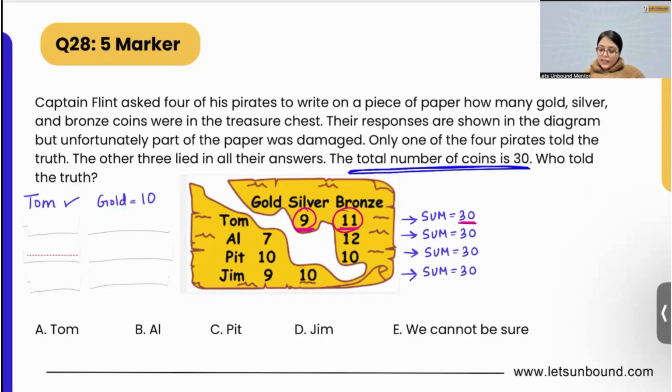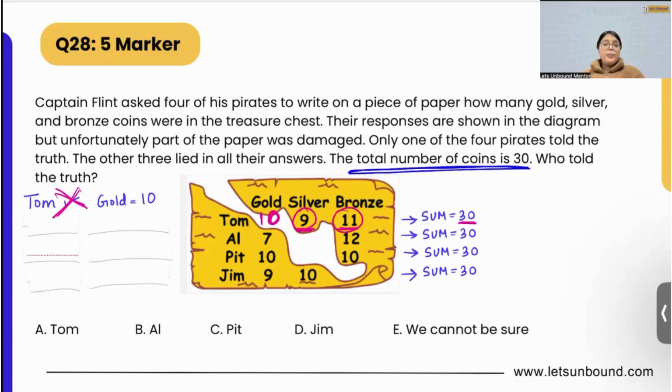If gold is 10 according to Tom, but Pitt is also saying that gold is 10, how can two people say the same thing? Either Tom can say the truth or Pitt can say the truth. If Tom is telling the truth, how can Pitt also say the truth? Not possible. So the first case, where we say Tom is telling the truth, is incorrect.